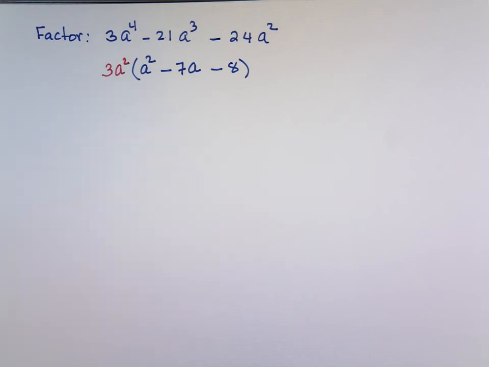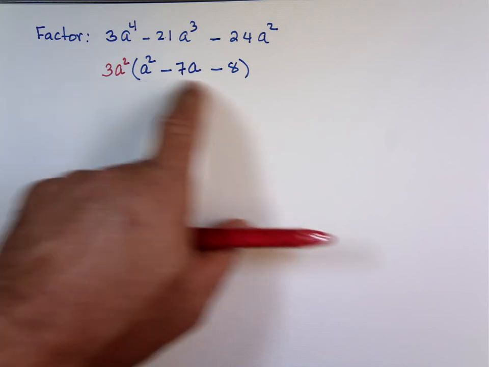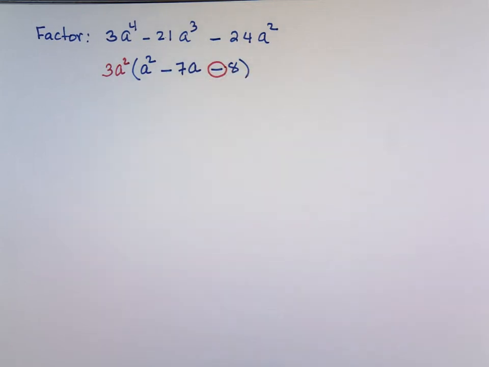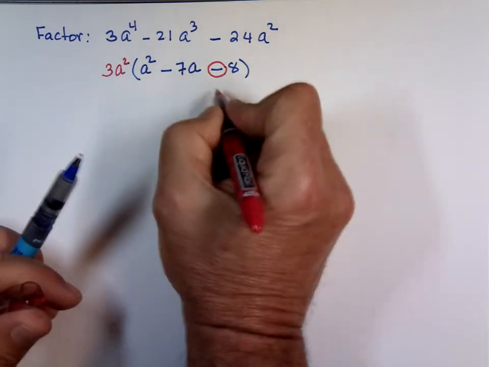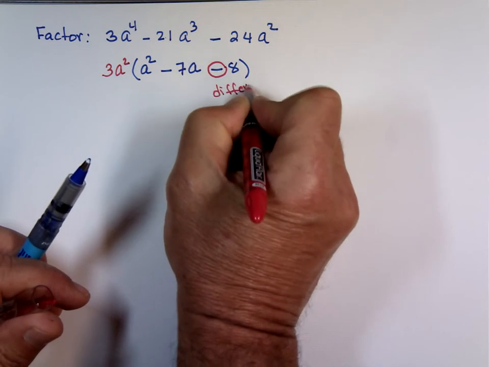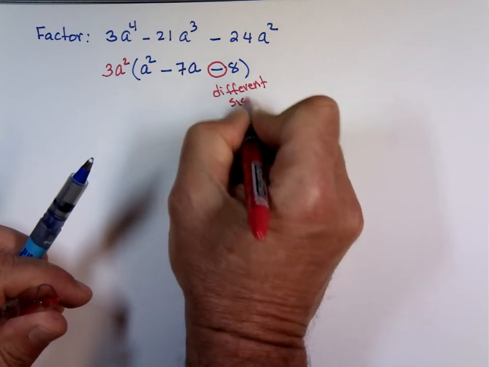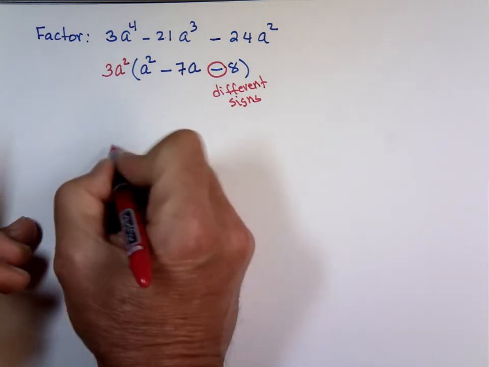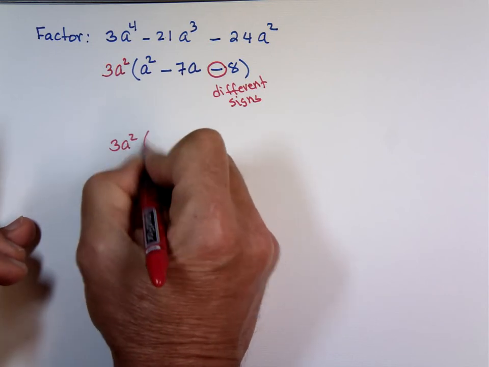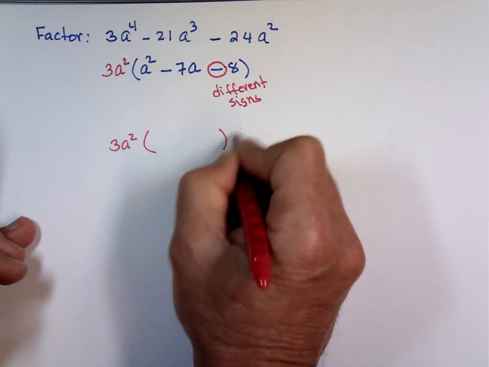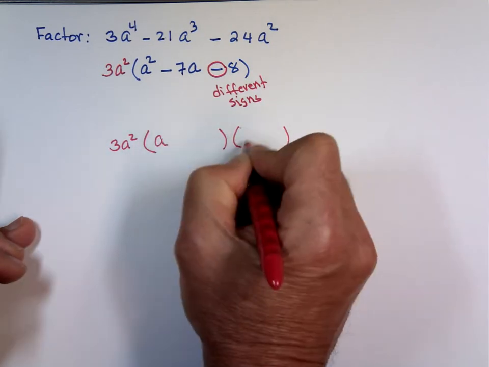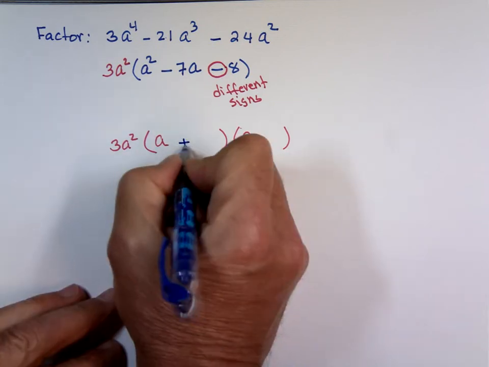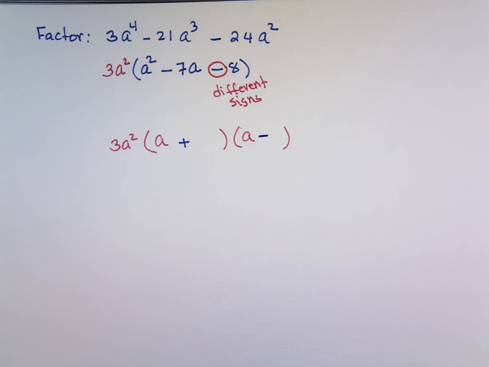Now let's see if we can factor the inside. Again, that's a negative sign, which means my signs will be different. So the 3a squared, leave it alone. Now let's try to factor what's inside the parentheses. I'm going to have a and a because you have a squared here. Different signs, that means one is positive, one is negative. And now I need to figure out what the two numbers here are, then the problem is over.